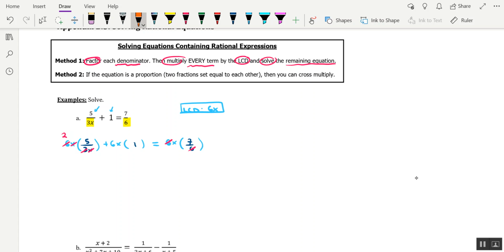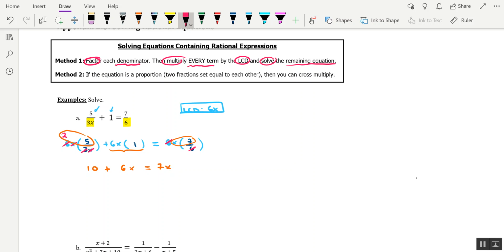So here's what we have to do to simplify things. We'll have to multiply 2 and 5 together to get 10. We know 6x times 1 is just going to be 6x. And on the right-hand side, we're going to have to multiply x and 7 together to get 7x. And just like that, upon distributing the LCD and simplifying, we're back to linear equation territory.